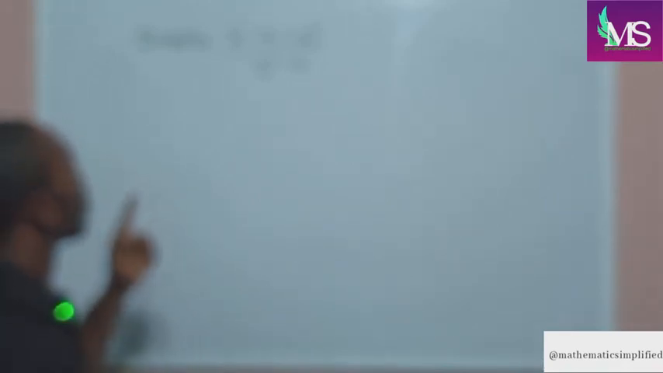Our next question says, simplify 6 minus x squared divided by x squared minus 4.